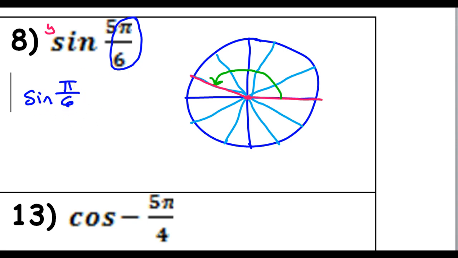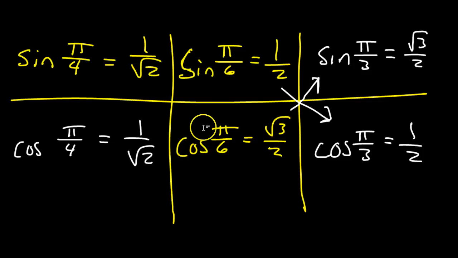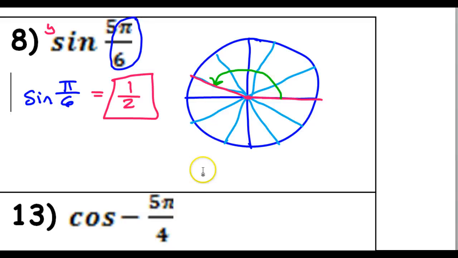And sine of pi over 6 is one that we have memorized. It is equal to 1/2. So that's just plain the answer. Remember, sine of pi over 6 is 1/2. We got it. So that was number 8.